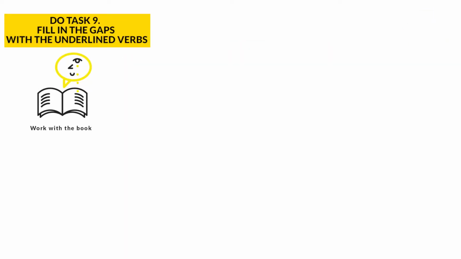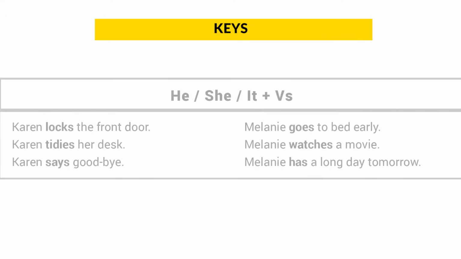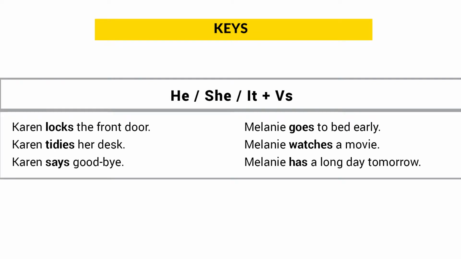Now practice. Task 9. Fill in the gaps with the underlined verbs. Then check with the keys. Keys. Karen locks the front door. Karen tidies her desk. Karen says goodbye. Melanie goes to bed early. Melanie watches a movie. Melanie has a long day tomorrow.